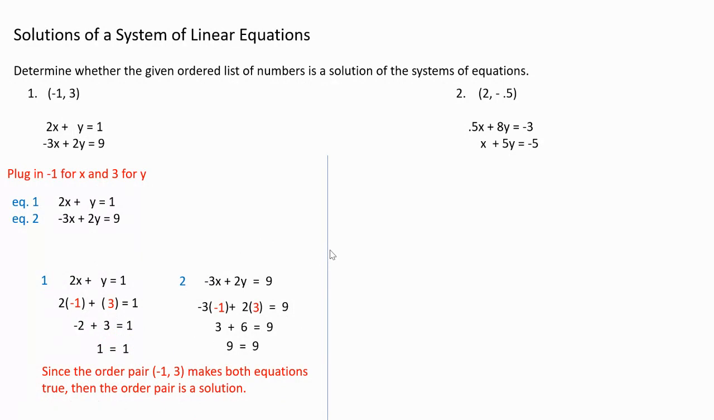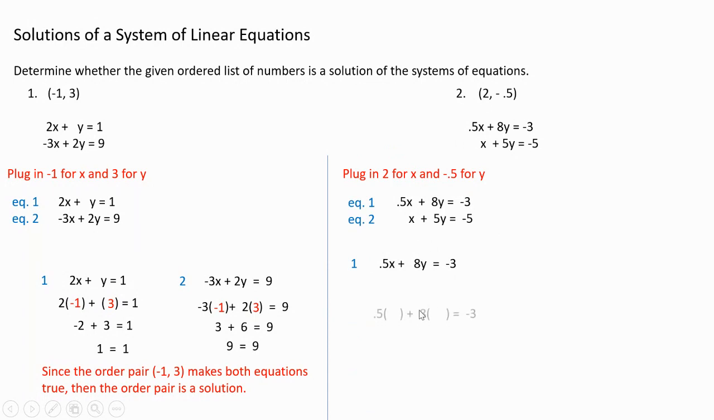Now we're going to repeat the same process for number 2, but now we have a different point. This point is 2, -0.5. Again, equation 1, equation 2. I'm going to repeat the process as the first example, but this time x is 2 and y is -0.5. So this becomes 1 minus 4 equals -3, right? So this is true. So we continue to equation number 2.